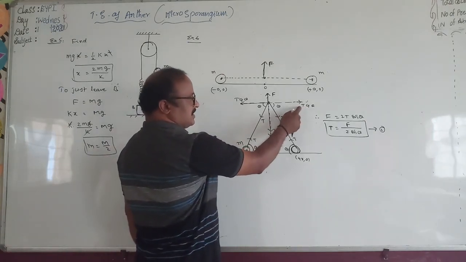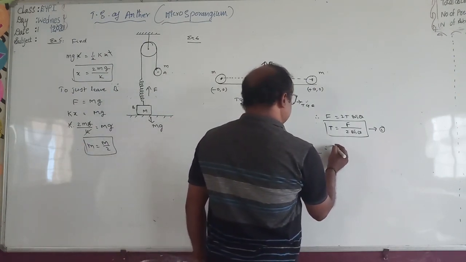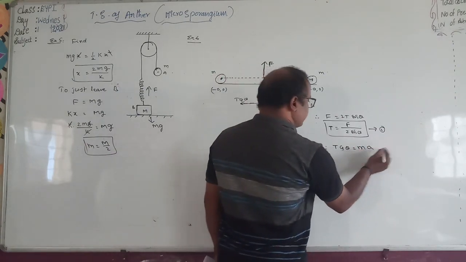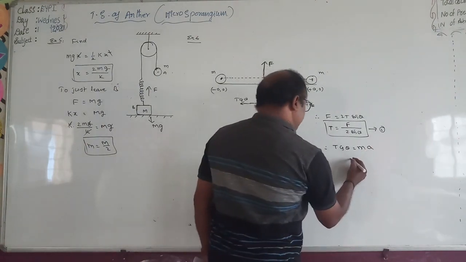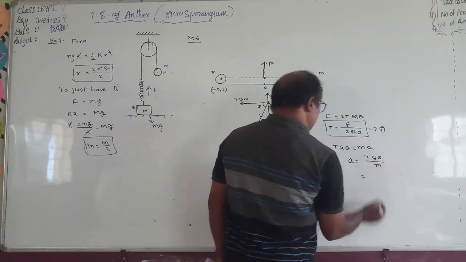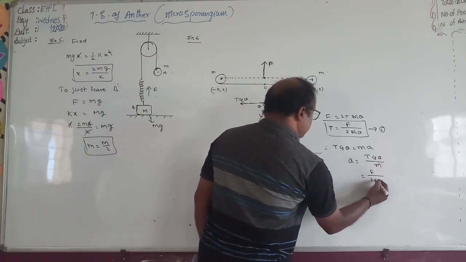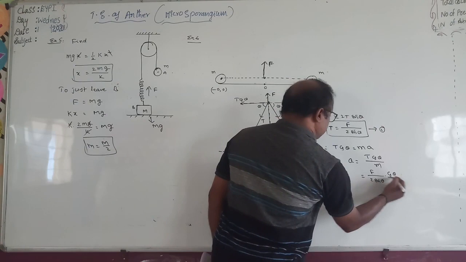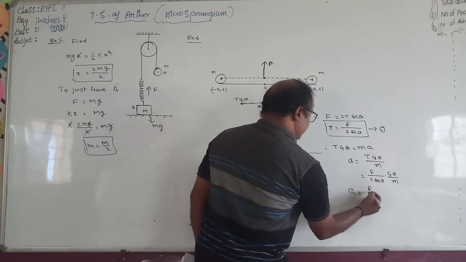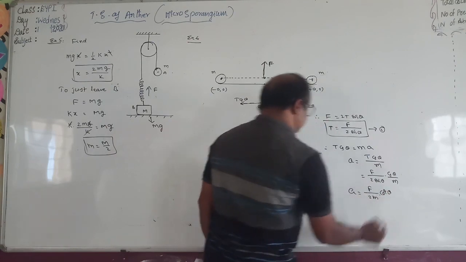Only T cos theta, because due to T cos theta, this block can move along the horizontal direction. That's why, due to T cos theta, this block is moving with an acceleration A, and this is equivalent to M times the acceleration A. Acceleration A is equal to T cos theta by M. But from equation 1, what is the value of T? T is replaced by F by 2 sin theta, into cos theta by M. Therefore, A is equal to F by 2M into cos theta by sin theta, which is cot theta.